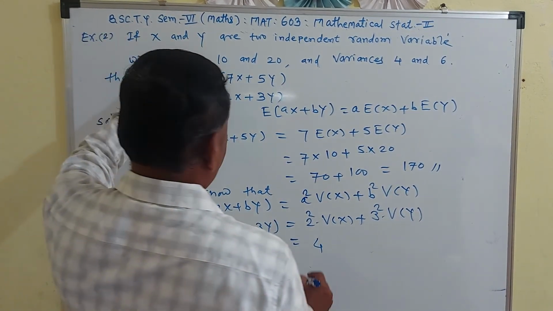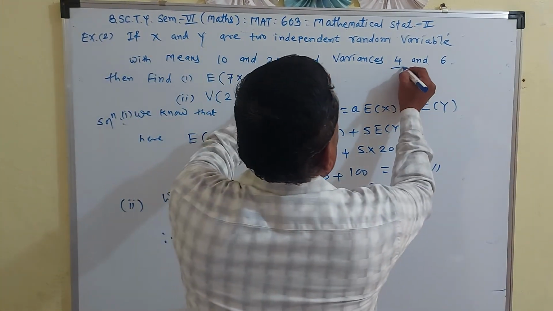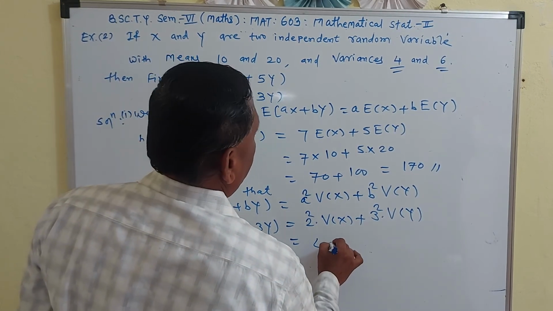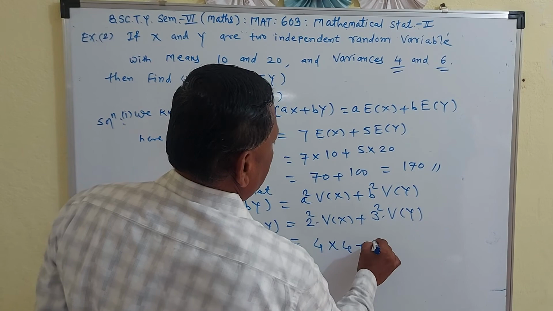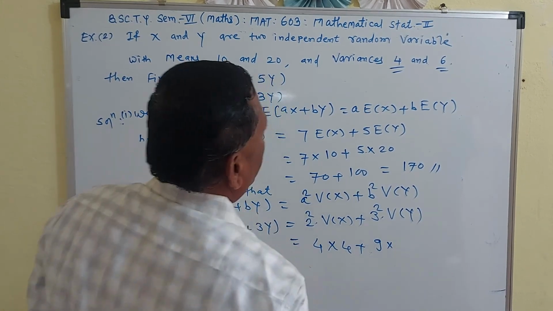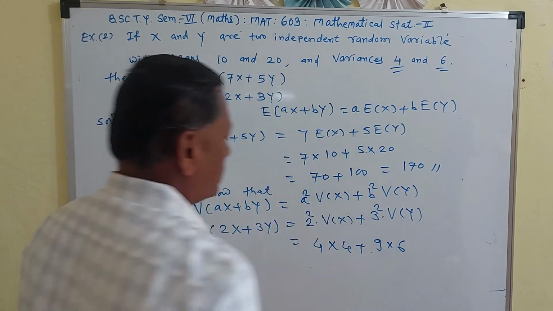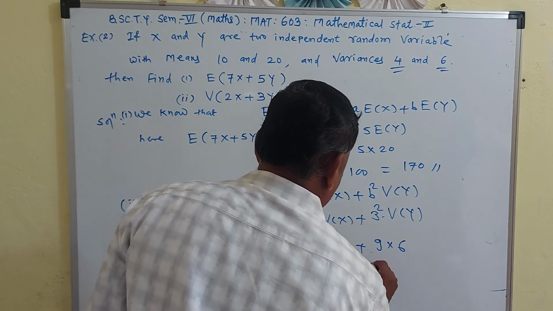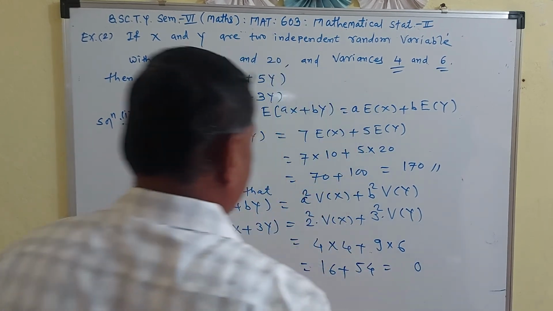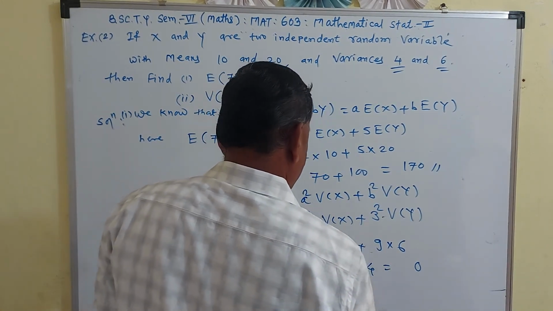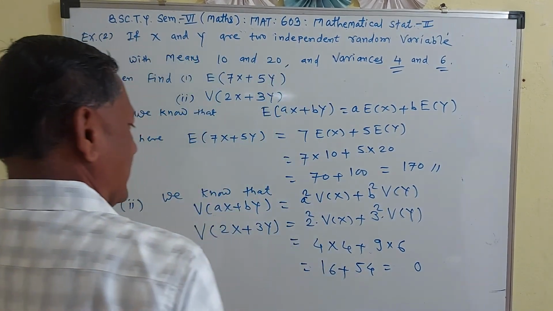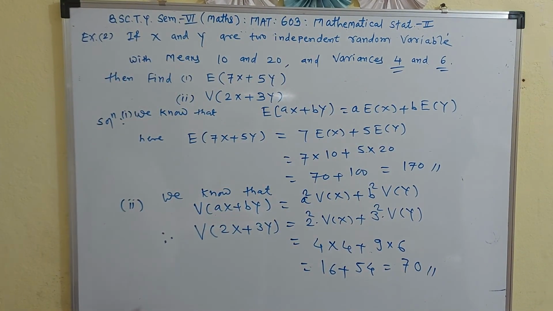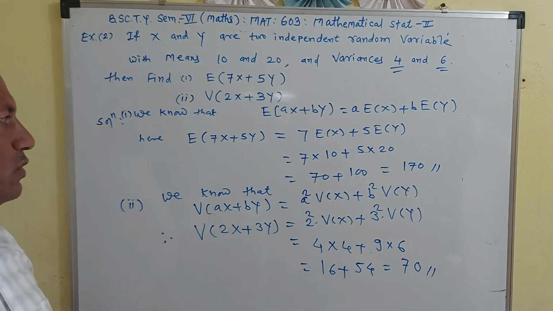So 2 square is 4, and what is the variance of X? 4. 4 and 6 are the respective variances. So 4 into 4 plus 3 square, which is 9, into variance of Y, which is 6. So it is equal to 16 plus 54, which is 70. Therefore, the variance of 2X plus 3Y is equal to 70.